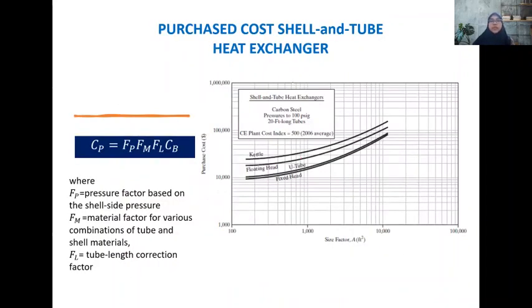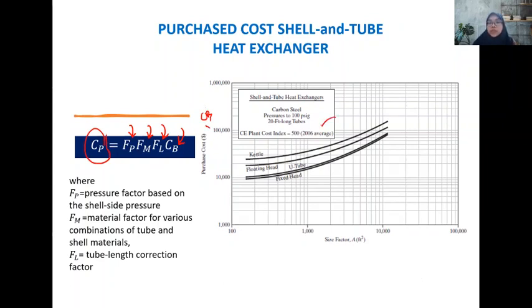Okay, for the heat exchanger, the equation is based on the pressure factor, material factor, tube length factor, and also the base cost. Okay, for the base cost, you may also refer to this diagram based on the type of the heat exchanger to give you the base cost. And then finally, we can obtain the purchase cost.